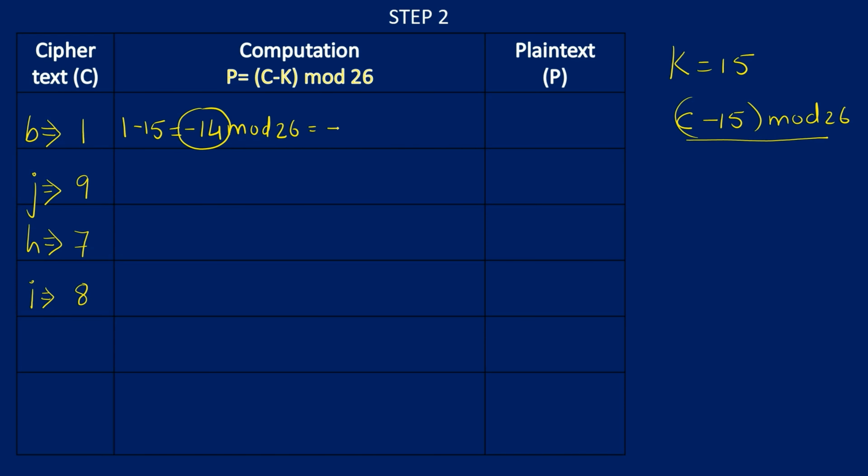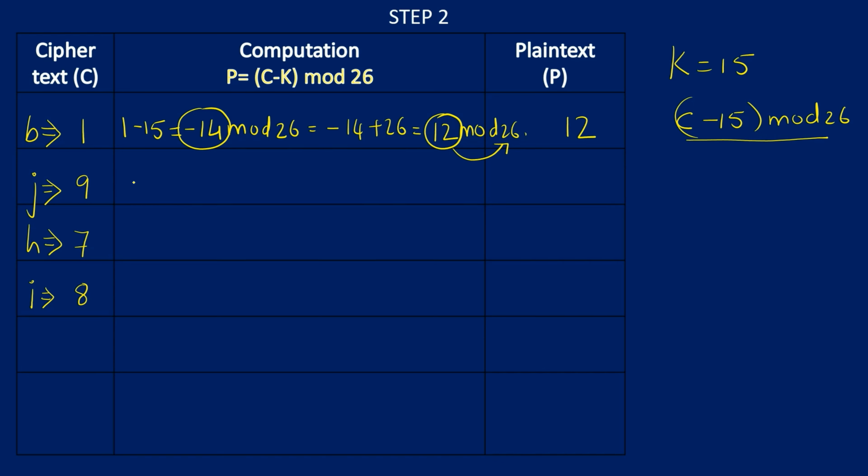How do I do that? I do that by adding 26 to this. When I do minus 14 plus 26, the answer is 12. Now 12 mod 26, if you check, 12 is a number which is positive and it is less than 26. Therefore 12 is my final answer.